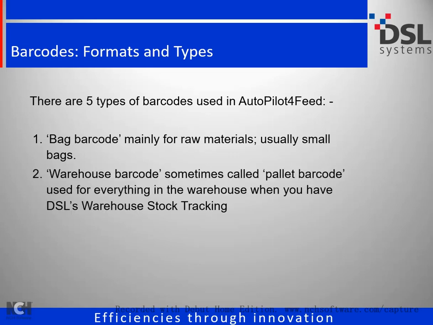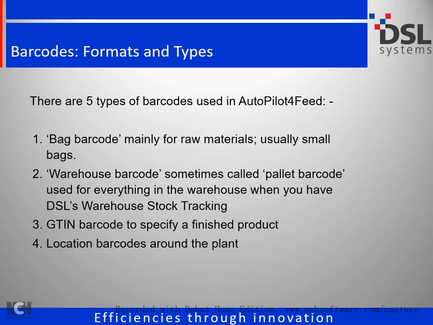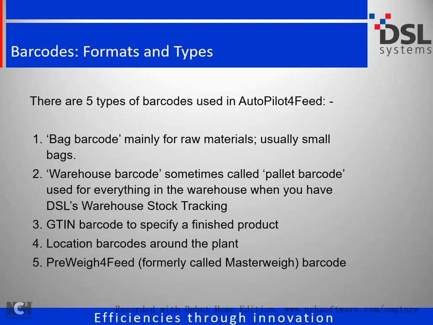Secondly, what we call a warehouse barcode, sometimes we call it a pallet barcode, used for everything in the warehouse when you have DSL's warehouse stock tracking system. Thirdly, a GTIN barcode that's used to specify a finished product, especially in the retail side of things. Fourthly, simple location barcodes around the plant. And lastly, an internal barcode used if you've got a pre-weigh for feed system. That's formerly called master weigh. That's when you weigh up batches of hand additives before the main batch starts.